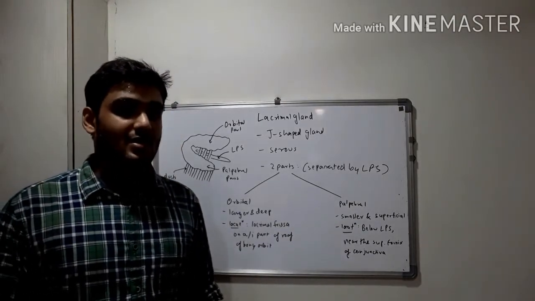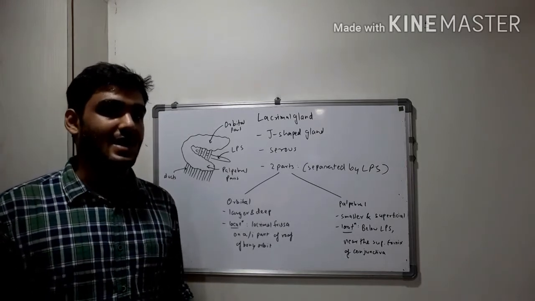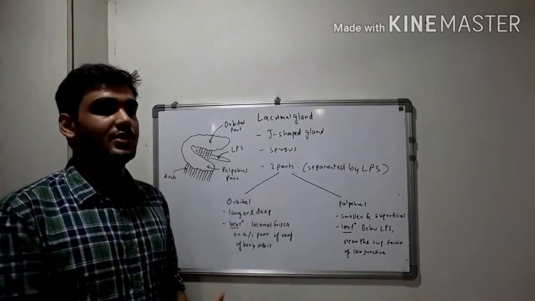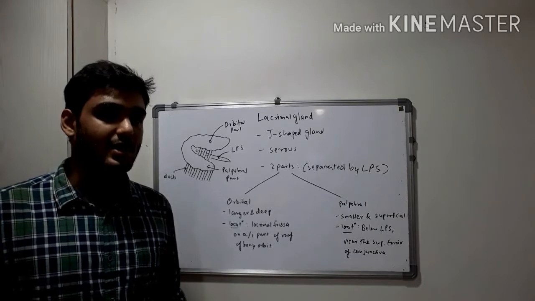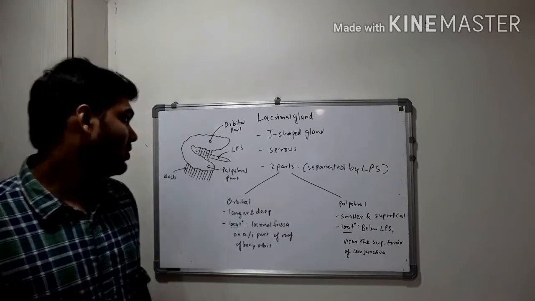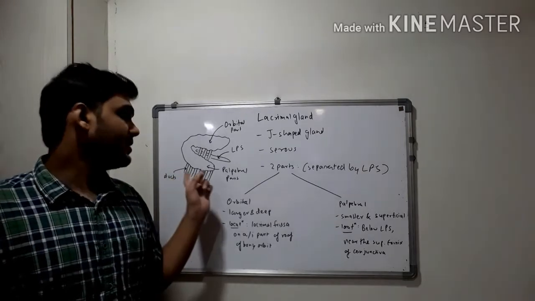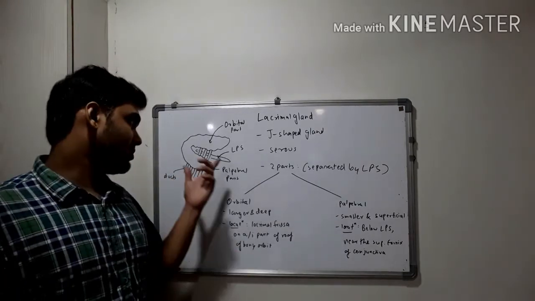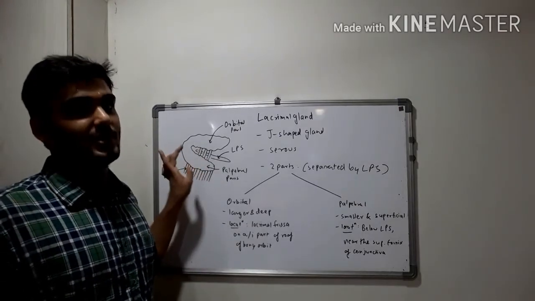Then talking about their respective locations. The orbital part is located, as the name suggests, in the orbit, in the anterior-inferior part of the roof of the orbit, on the lacrimal fossa, and the palpebral part is located just below the levator palpebrae superioris muscle and near the superior fornix of the conjunctiva. Now, the superior fornix of the conjunctiva is the site where the ducts of the palpebral part of the lacrimal gland open.